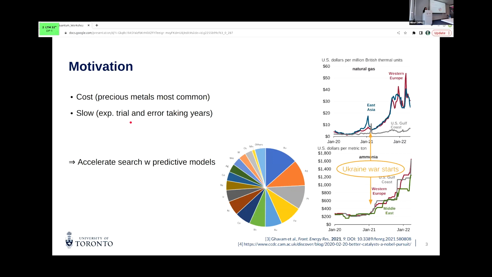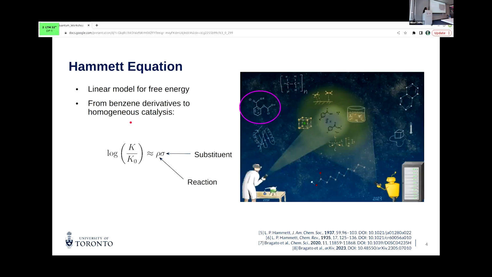However, trial and error, that is a principle that is used in experiments, is slow and it's taking years, which is why we need to accelerate the search, scan through all catalyst space with predictive models in order to make it more efficient. So that's why we are proposing the Hammett equation to explore that catalyst space.